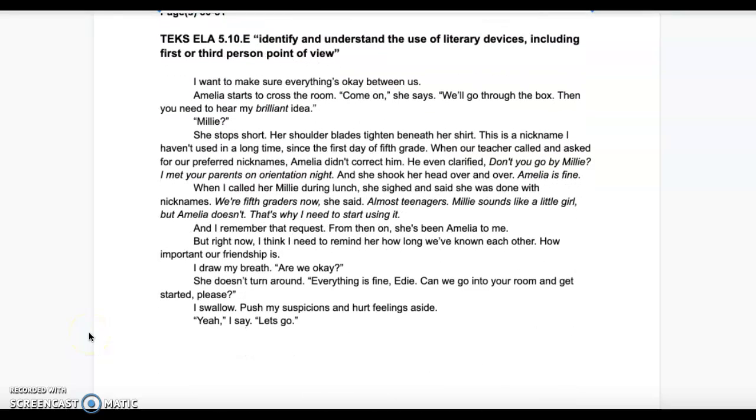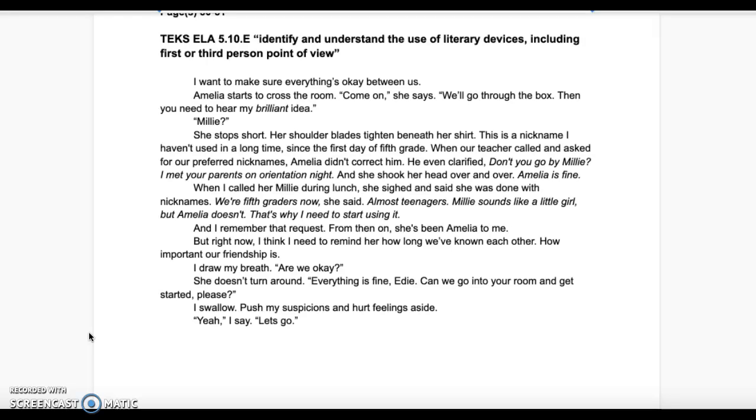It says, "I want to make sure that everything's okay between us." Amelia starts to cross the room. "Come on," she says. "We'll go through the box, then you need to hear my brilliant idea." "Millie?" She stopped short. Her shoulder blades tightened beneath her shirt. This is a nickname that I haven't used in a long time, since the first day of 5th grade. When our teacher called and asked for our preferred nicknames, Amelia didn't correct him. He even clarified, "Don't you go by Millie? I met your parents on orientation night." And she shook her head over and over.